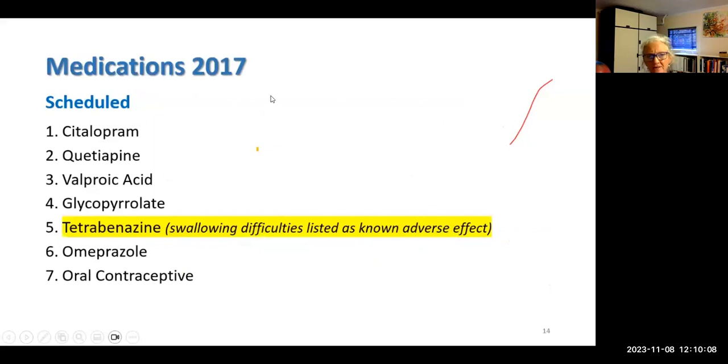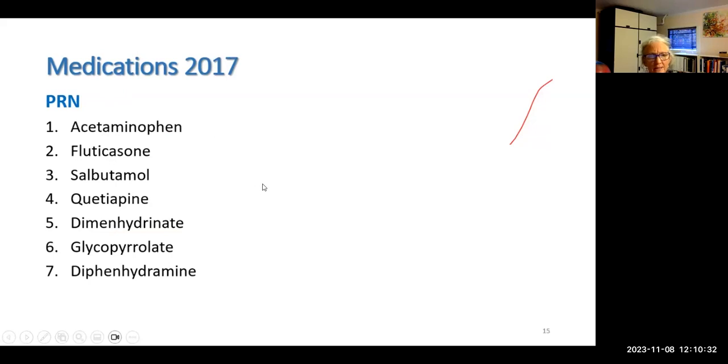When I looked back in the file to see what kind of medications were in effect at the time of 2017, I think you can see from the list here that there's quite a number of anticholinergic ones, as well as the tetrabenazine. And one of the adverse effects is in fact some issues around swallowing difficulty that was there. She also had a number of PRN medications, which again had some with anticholinergic effects.